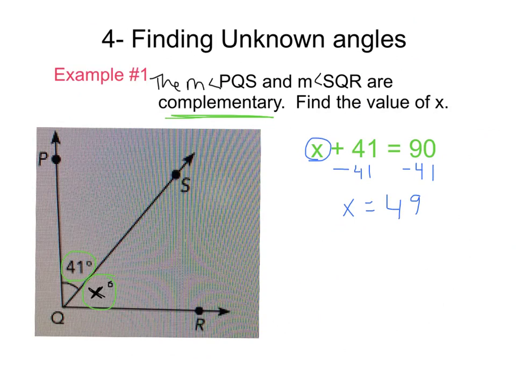49. So our value of X, so the measure of angle SQR, is equal to 49 degrees.